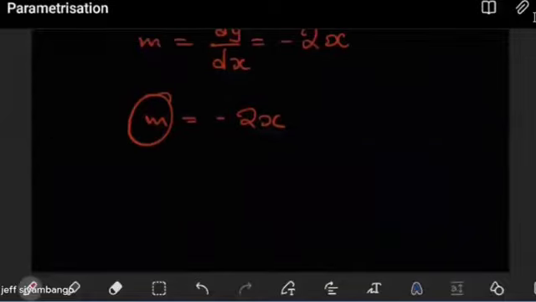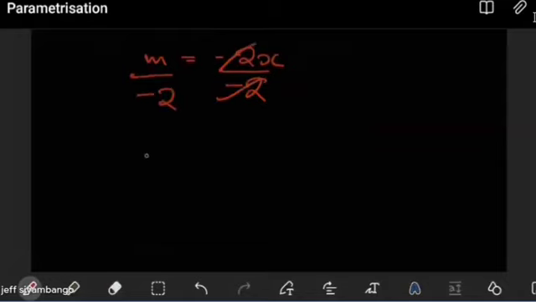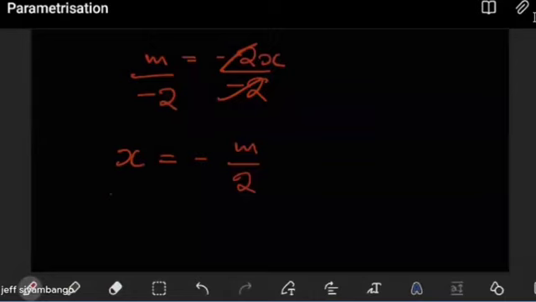in light of that, since we have a parameter here relating to negative 2x, we can actually now just write this so that we have x written in terms of that parameter. In other words, we just have to make x the subject of the formula. To do that, divide both sides by negative 2. And if we did that, we end up with x equals negative m over 2. Well, believe it or not, this is actually the first parametric equation. All we have to do now is find the second one.